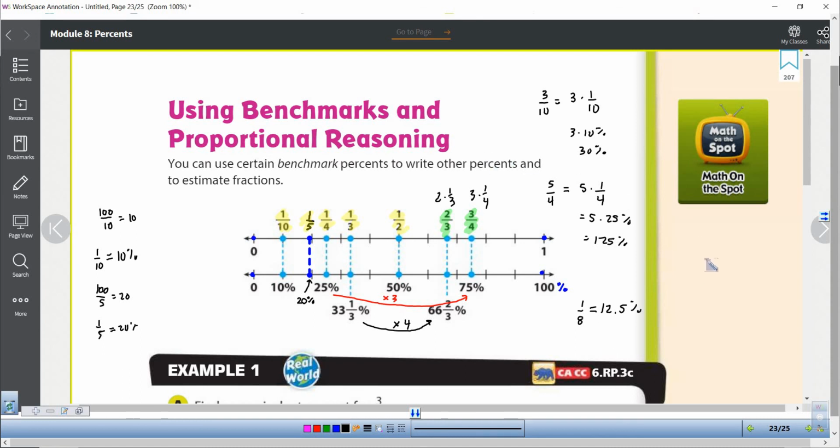The more you have memorized, the easier it is. So if I said, can you estimate for me what a fraction would be for 72%? Well, you know that 72% is very close to 75%, which would be 3/4. So you know that 72% is close to 3/4. Or if you're getting 60% off, what fraction are you getting off? Well, 60% would be 6/10. So that is just how benchmarks work.